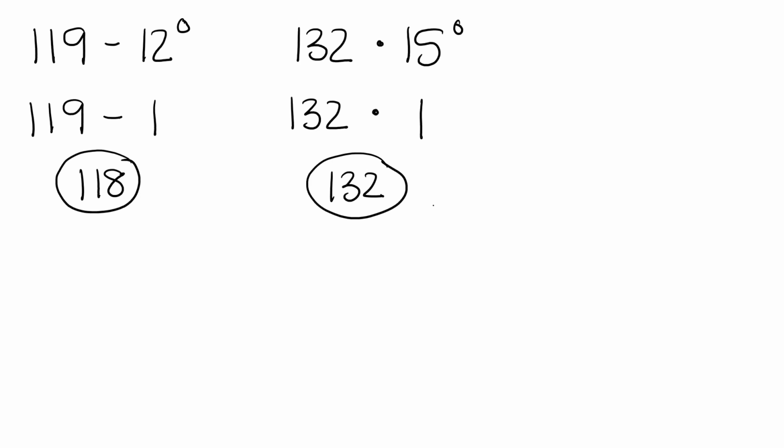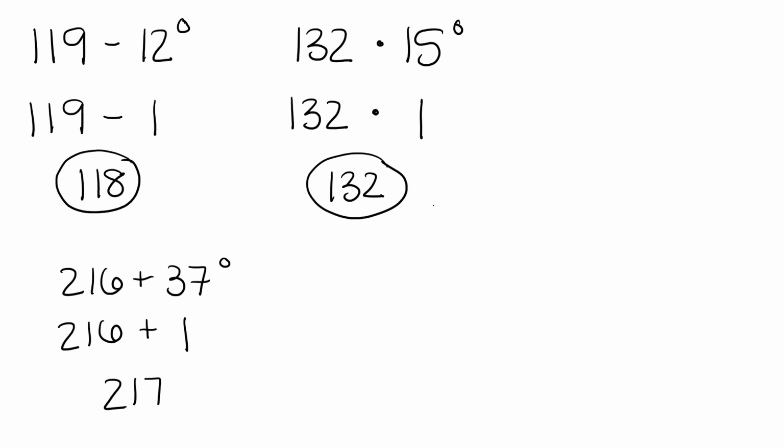Another problem we can do is 216 plus 37 to the 0 power. Anything to the 0 power is 1. The 216 does not have an exponent, so it stays the same. 216 plus 1 is 217.